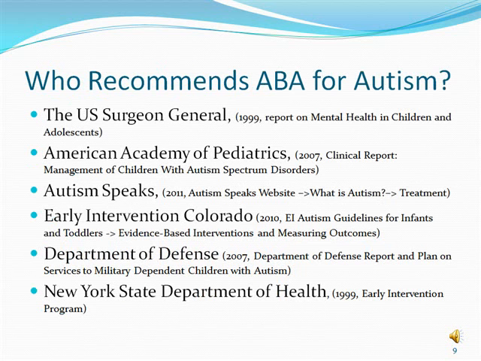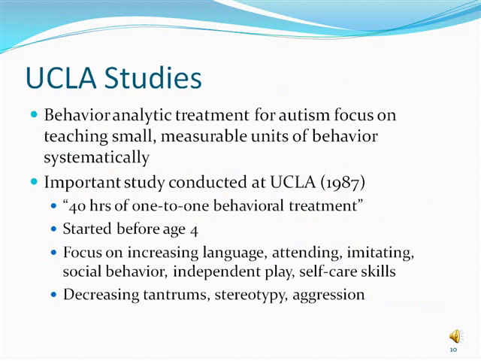Who recommends ABA for autism? Several important organizations, including the U.S. Surgeon General and the American Academy of Pediatrics, recommend ABA as a treatment for autism. Let's review some of the strongest evidence for the effectiveness of ABA in autism treatment. There were studies conducted at UCLA in the 1980s that focused on behavior analytic treatment for autism. This involved teaching small, measurable units of behavior systematically. This is where the 40 hours of one-on-one behavioral treatment came from.